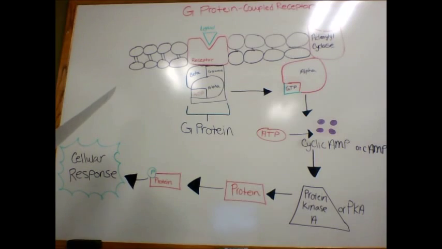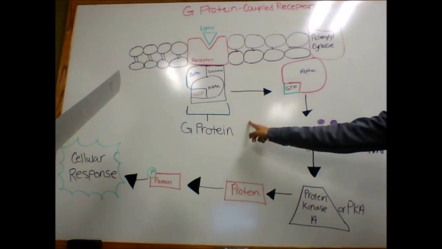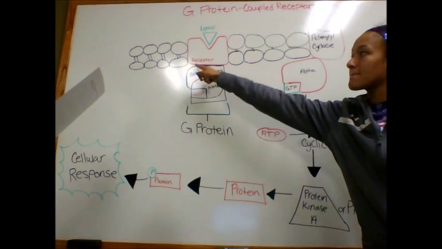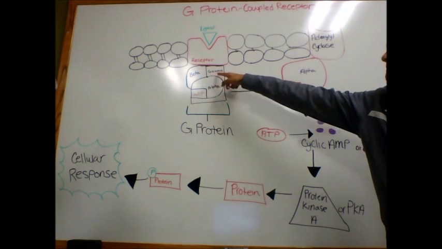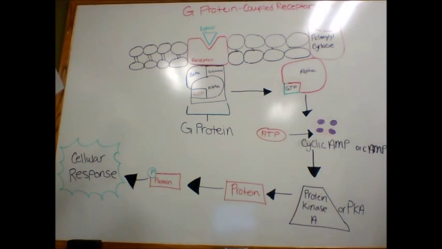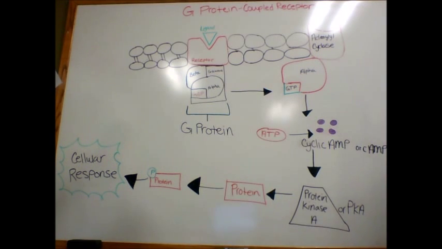Step 2. The binding of the ligand to the receptor causes activation of the G-protein complex, which is attached to the receptor. The G-protein is heterotrimeric, meaning it is composed of three subunits, the alpha, beta, and gamma subunits. These are G-proteins because they bind to GDP and GTP. When activated, the G-protein converts GDP, or guanosine diphosphate, into GTP, guanosine triphosphate.